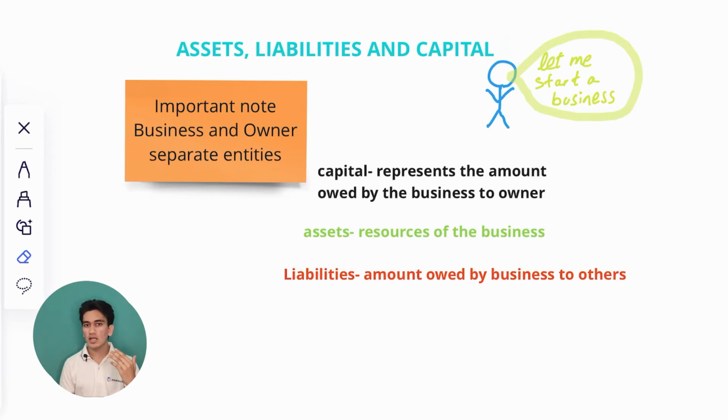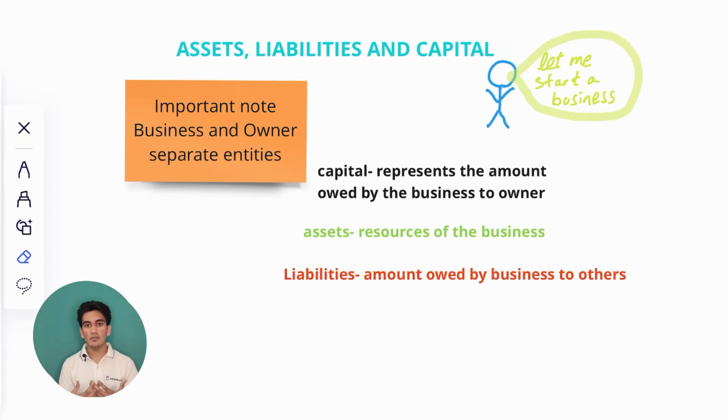Going further, what are liabilities? Apart from the owner, the business will also take some assets from other people, from other individuals, from other entities. This will be known as their liabilities. So liabilities is the amount owed by the business to others apart from the owner. For example, I purchased $3,000 worth of goods from a supplier. So these goods are now owned by the business. So now they are the assets of the business.